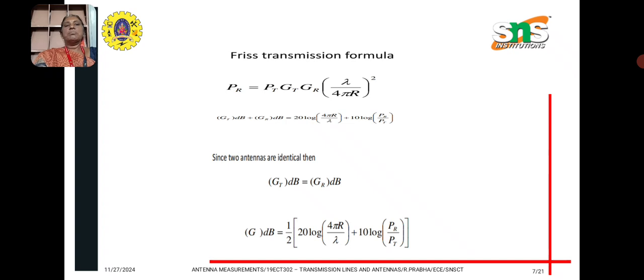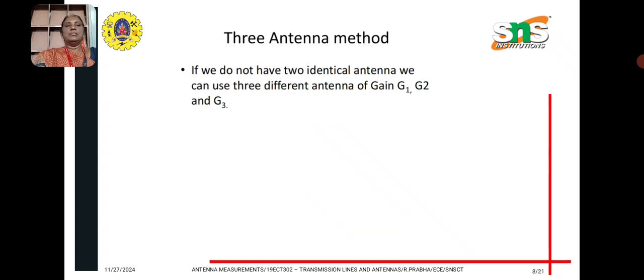In this method, if the two antennas are identical, then the gain of the transmitting antenna and the gain of the receiving antenna in decibels are the same at both sides. So, the gain in decibels is calculated from the formula as 1 by 2 of 20 log 4 pi r by lambda plus 10 log PR by PT. And this is the two antenna method.